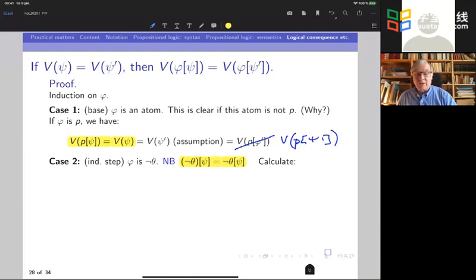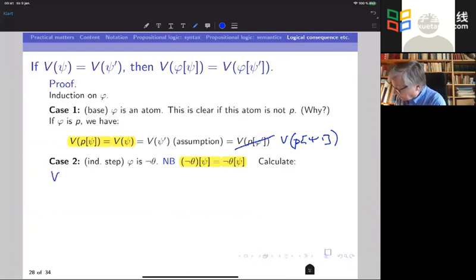So I hope you see that these are two different procedures, so to speak. But it should also be clear that the result is exactly the same. And that's what we can use when we now do some calculation. So here is the calculation. Let's see. We start with V of not theta square brackets psi.